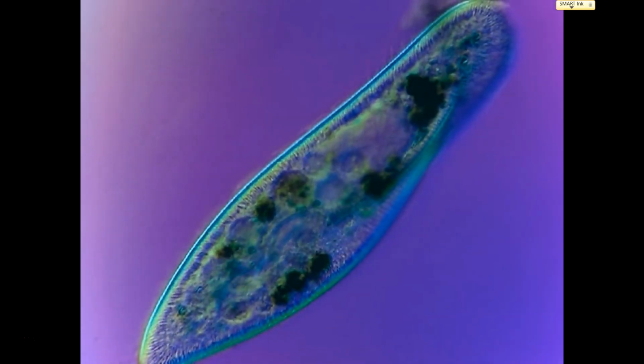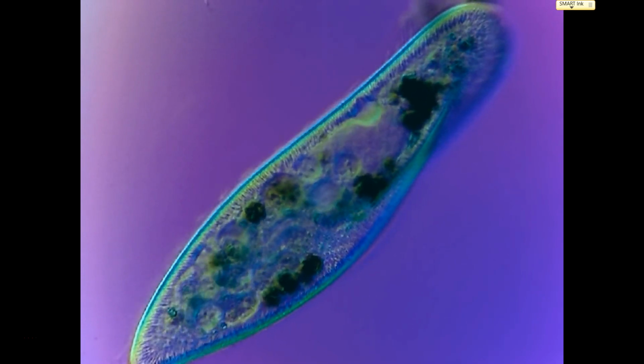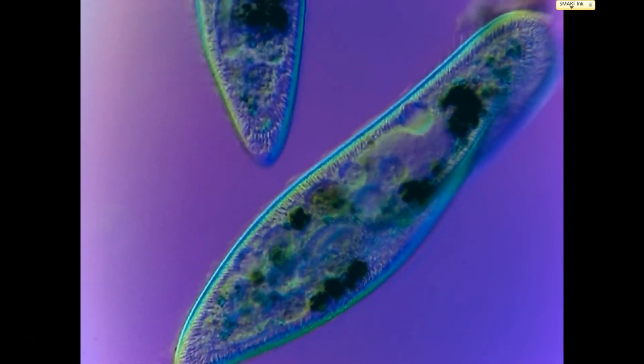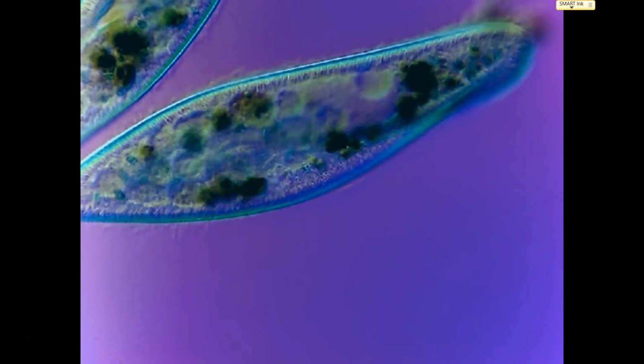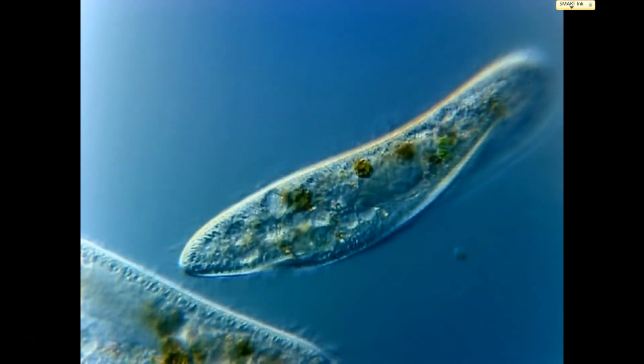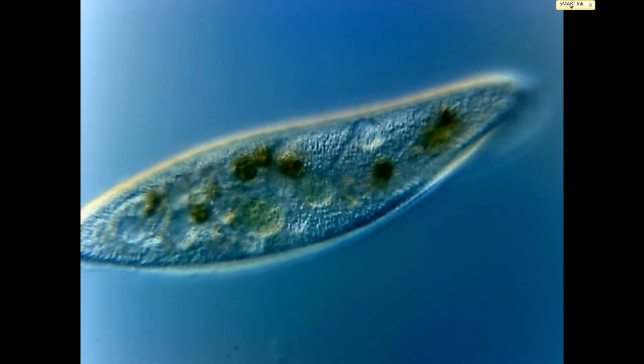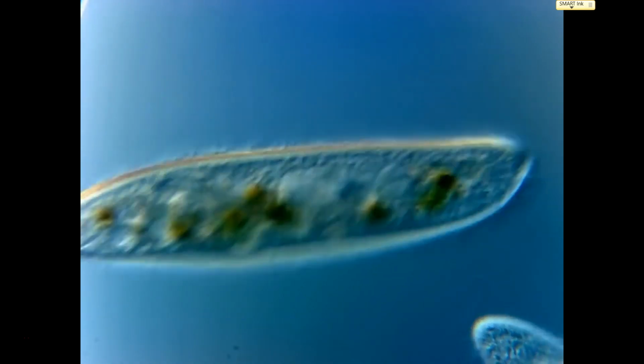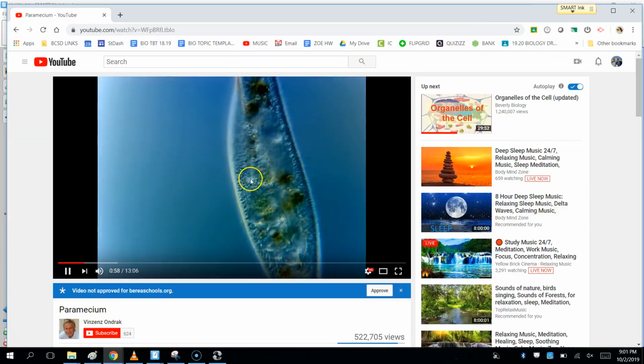So it takes in energy and then it gives off waste. And so it has a mitochondria. It'll take in sugars. It'll break down those sugars in the mitochondria and turn it into ATP. And then it'll use that ATP. So it's basically the same as us. It's just in one cell instead of multicellular like us. Okay?